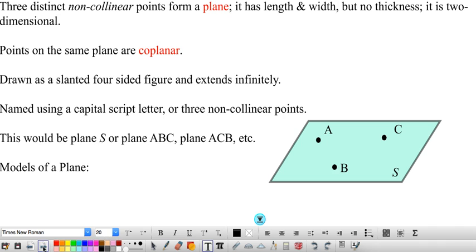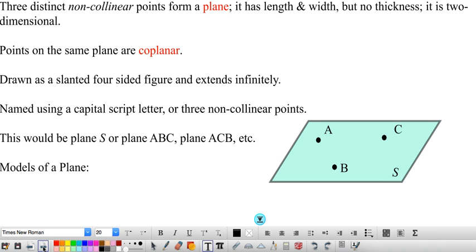So like we had before, collinear were points on the same line. Coplanar means points on the same plane. When we draw a plane, it's a slanted 4-sided figure, as you can see below. And we can't put arrows everywhere, but this thing is supposed to extend infinitely in those directions.